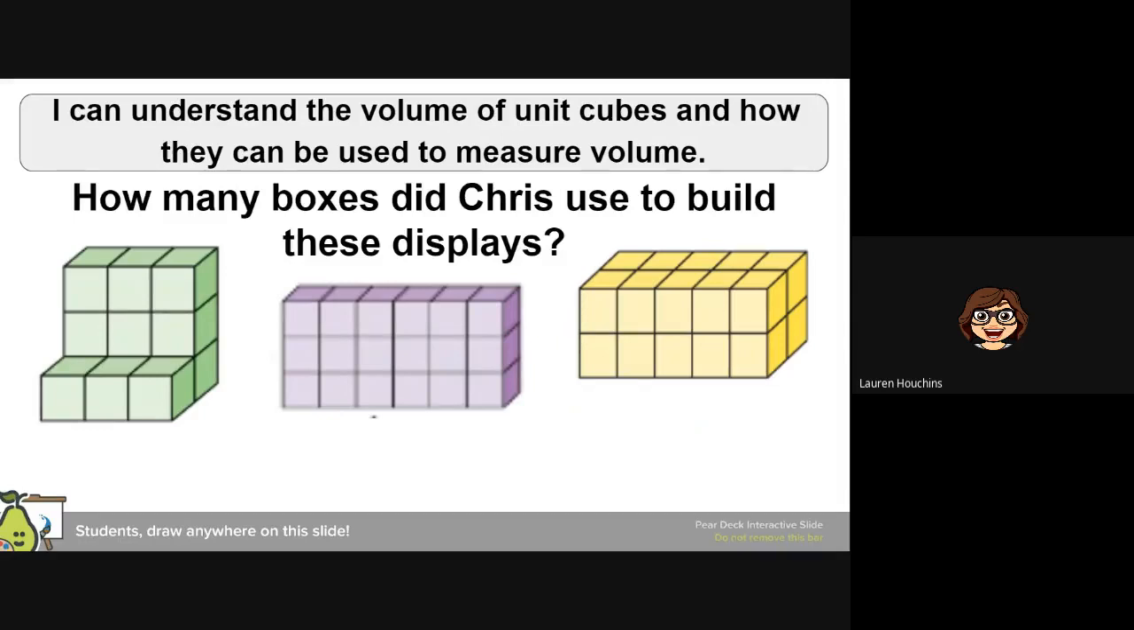Your turn. You can just draw the number of boxes that Chris used to build these displays. Remember, if there is more than 1 layer, make sure you note that. Make sure you count them. So how many boxes did Chris use to build these displays?